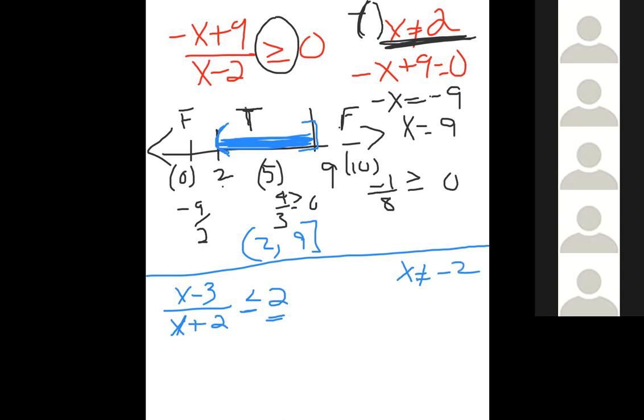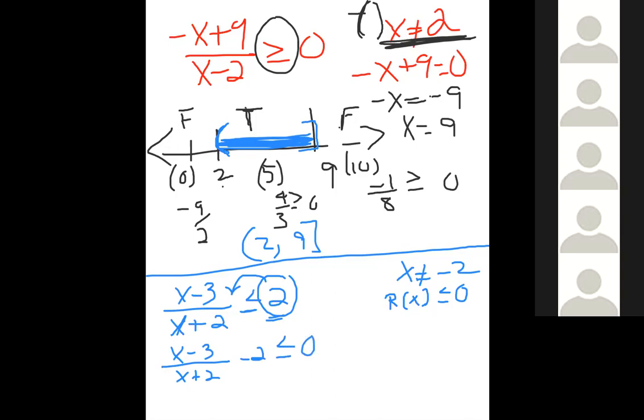All right. So now, because you have this 2 over here, you first have to isolate this rational expression or the rational inequality. So how do we isolate it? We want to rewrite it so that everything is on the left side and you have a 0 on the right side. In other words, I will show you a shortcut after I'm done with this, okay? You move the 2 over, so you get x minus 3 over x plus 2 minus 2 is less than or equal to 0.